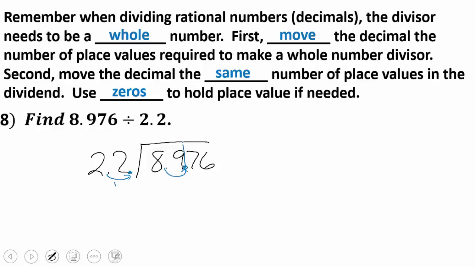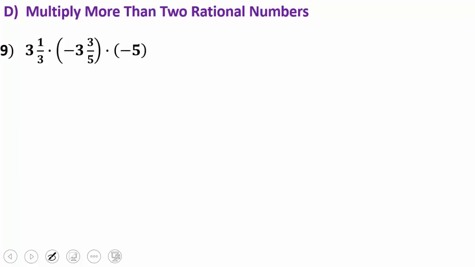Now if you're like me, you like to make things simple, I put it right up into the answer right away so I don't forget, because I'm a forgetful person. Once I move it in the dividend, I move it into the answer. And now I do my division. 22 does go into 89 4 times, giving me 88, which is 1 left over. 22 does not go into 17, so I have to put a 0 to hold that place value. And 22 goes into 176 8 times. So 8.976 divided by 2.2 is equal to 4, oops, there's my 0, 4 and 8/100ths. 4.08.